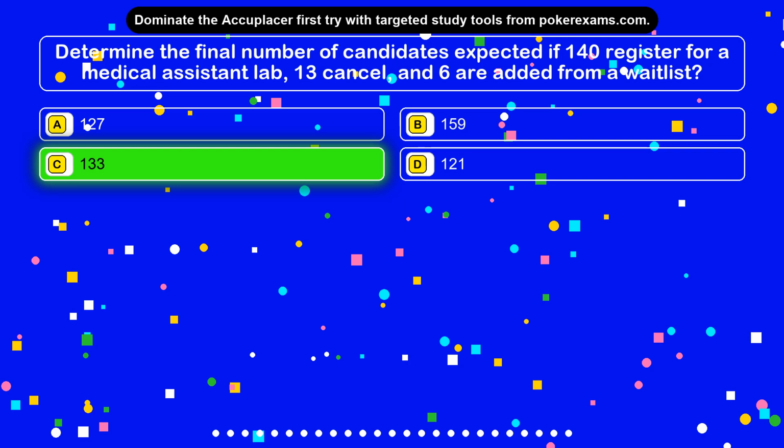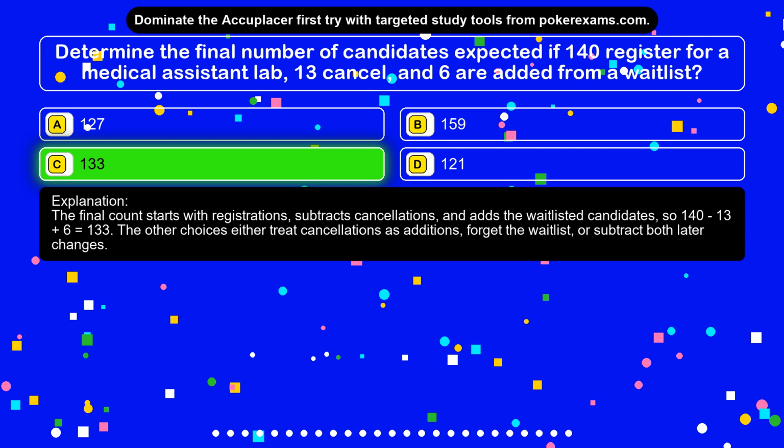The correct answer is option C, 133. The final count starts with registrations, subtracts cancellations, and adds the waitlisted candidates, so 140 minus 13 plus 6 equals 133. The other choices either treat cancellations as additions, forget the waitlist, or subtract both later changes.